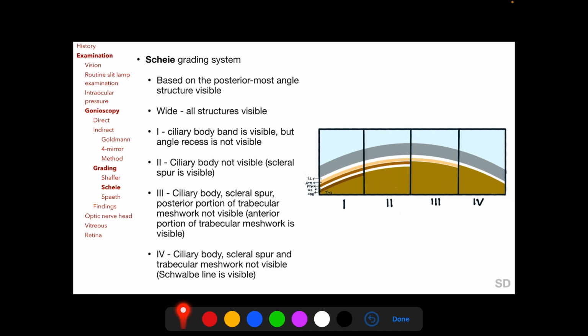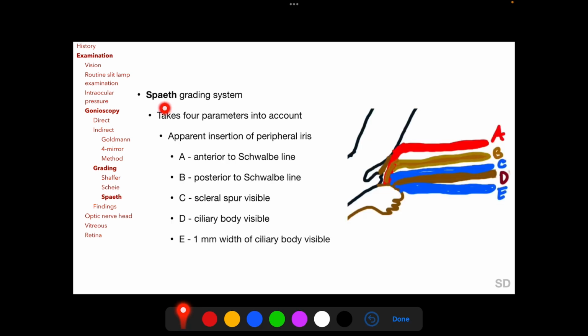represents open angle. Spaeth's grading system takes into account 4 parameters: the apparent insertion of the peripheral iris, the curvature of the anterior surface of the iris, the angle between the peripheral iris and the trabecular meshwork, and pigmentation of the posterior portion of the trabecular meshwork.